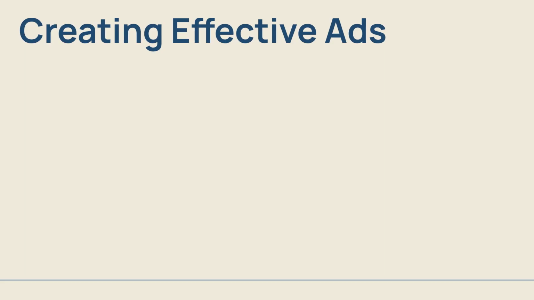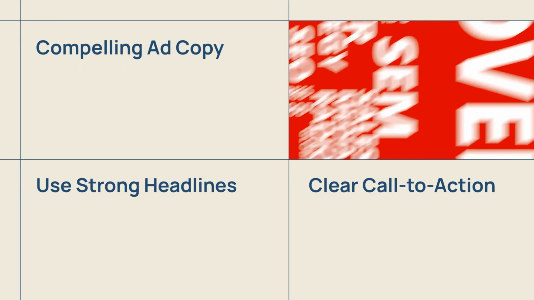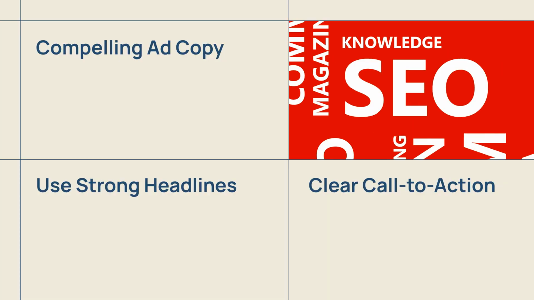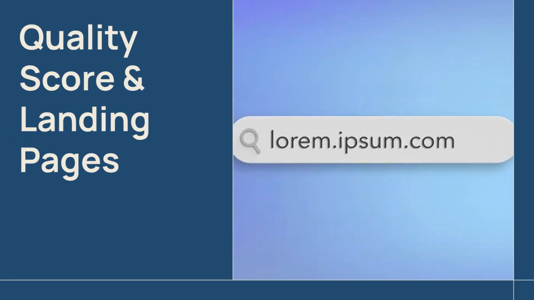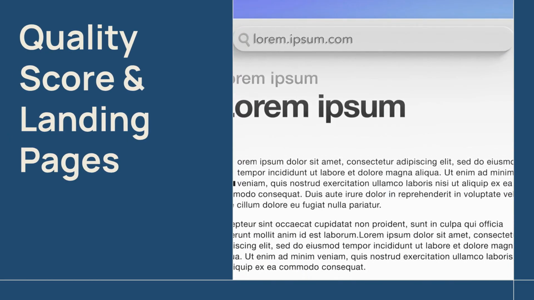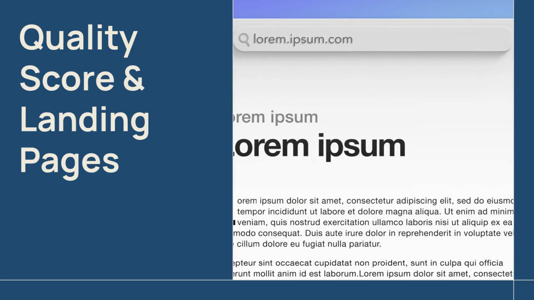The ad itself is what captures attention. Make sure yours stands out and converts. Write compelling ad copy with strong headlines that highlight benefits and include a clear, urgent call to action to encourage immediate clicks. Your quality score, determined by ad relevance and landing page experience, is crucial. Ensure your landing page aligns perfectly with your ad to boost your score and lower costs.